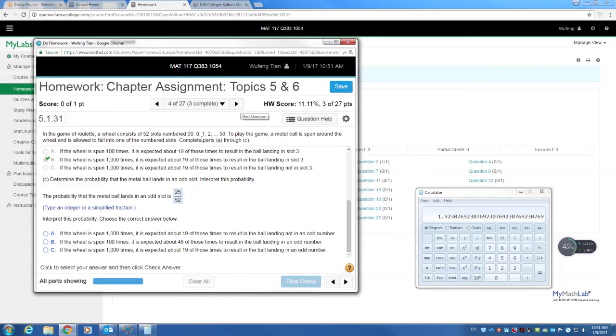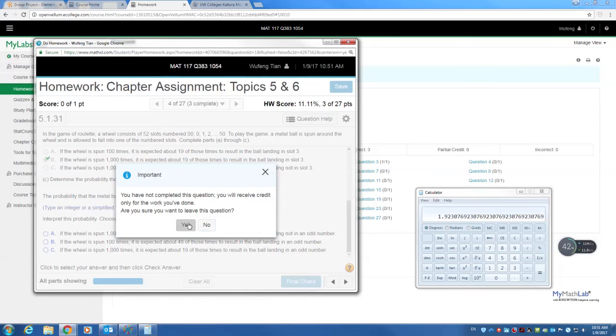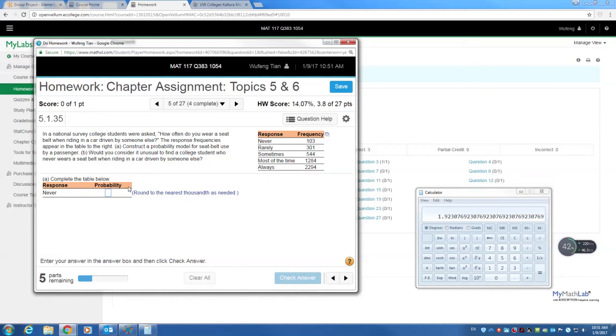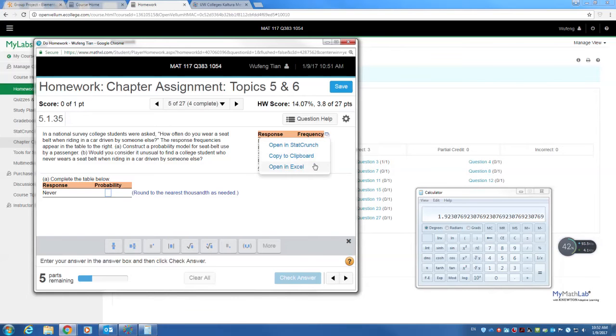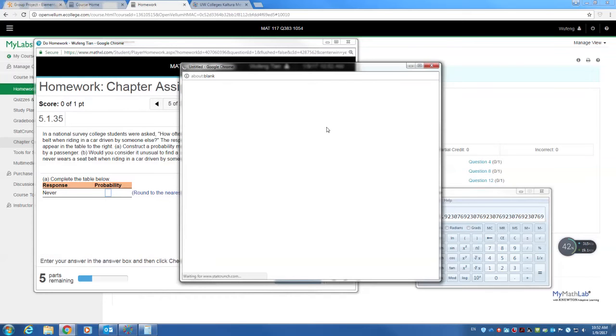Okay. Next one is a pretty simple one. In a national survey, a college student was asked, how often do you wear a seat belt when riding in a car driven by someone else? So then you have this one, never, probability. The frequency is 103. So let's see if we can find the probability. You can do it in Excel. Well, let me see if I can do it in StatCrunch.